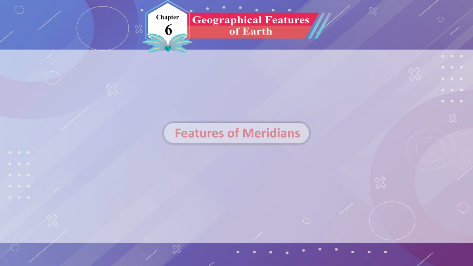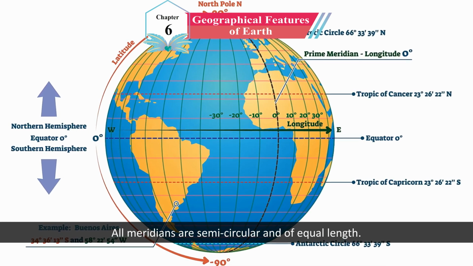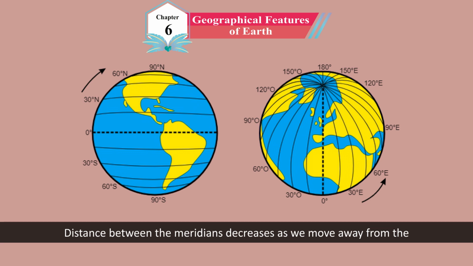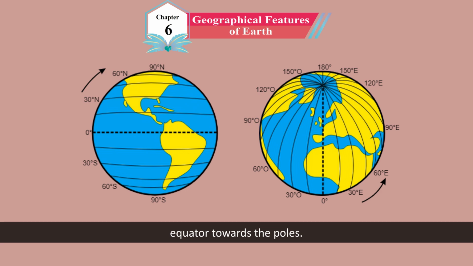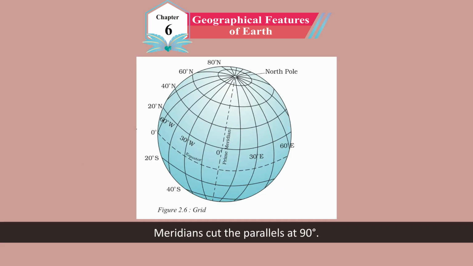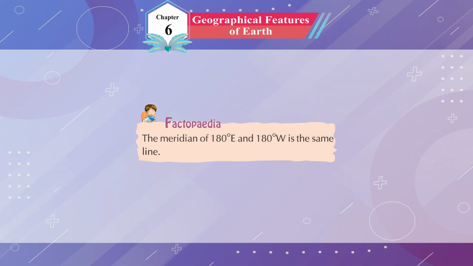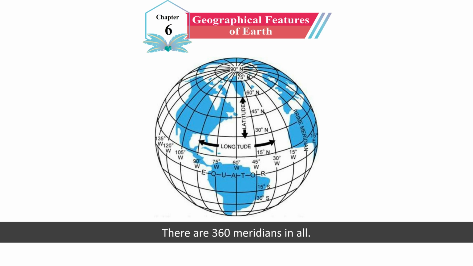Features of meridians. All meridians are semicircular and of equal length. Distance between the meridians decreases as we move away from the equator towards the poles. Meridians cut the parallels at 90 degree. Meridians help to measure distance in east-west direction. Factopedia. The meridian of 180 degree east and 180 degree west is the same line. There are 360 meridians in all.